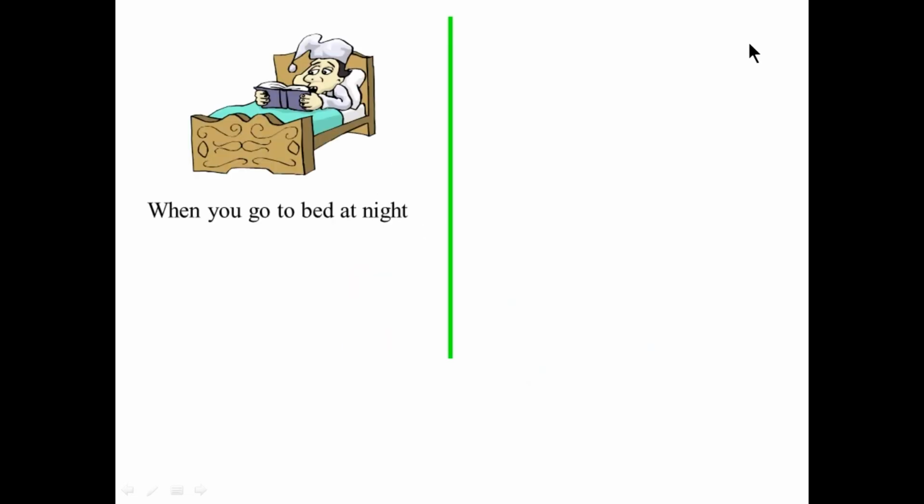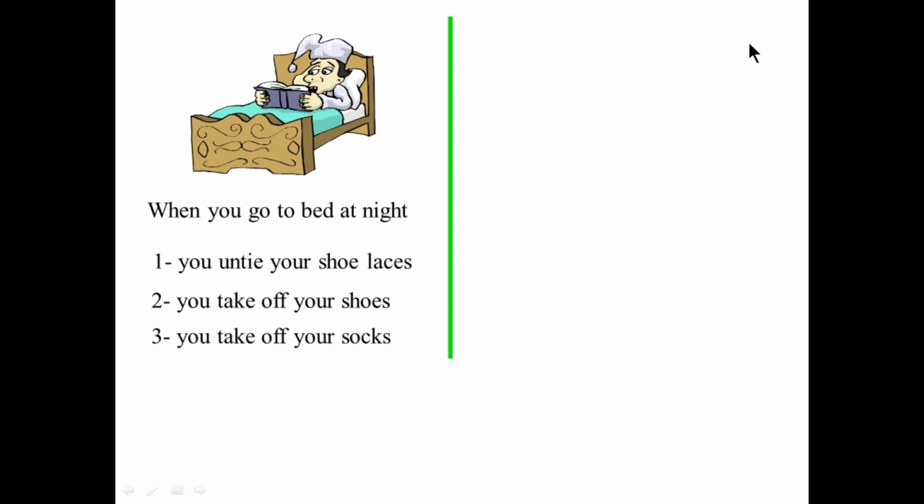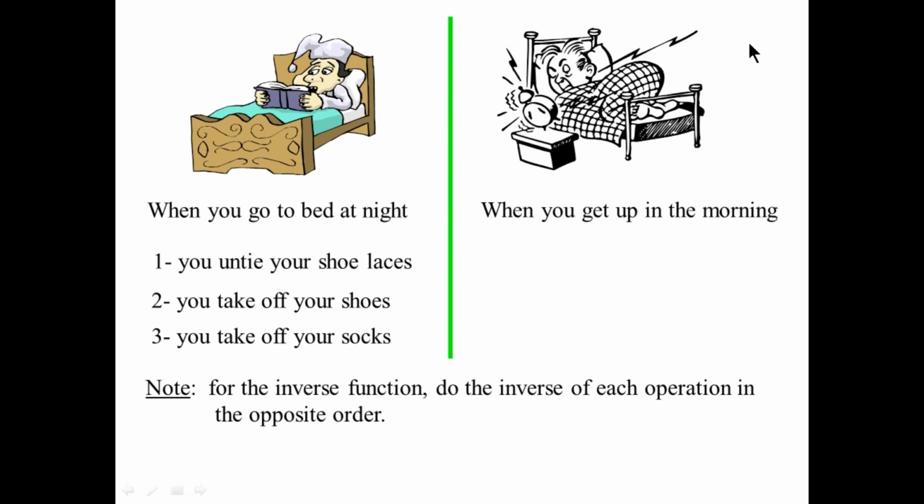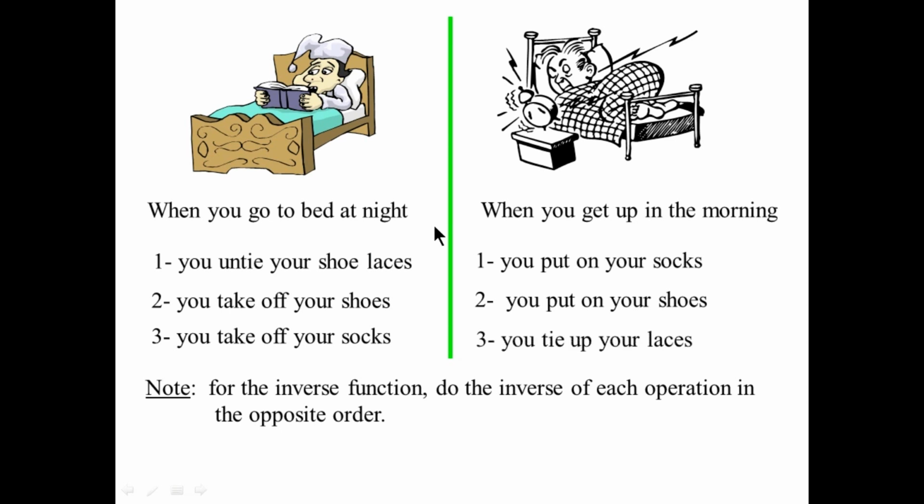It's kind of like when you go to bed at night, you first untie your shoelaces, and then you take off your shoes, and then you take off your socks. For the inverse function, you do the inverse of each operation in the opposite order. So when you get up in the morning, we'll start down here at the bottom and do the inverse. We'll put on our socks, and then the inverse of take off is put on your shoes, and the inverse of untie is tie up your shoelaces.